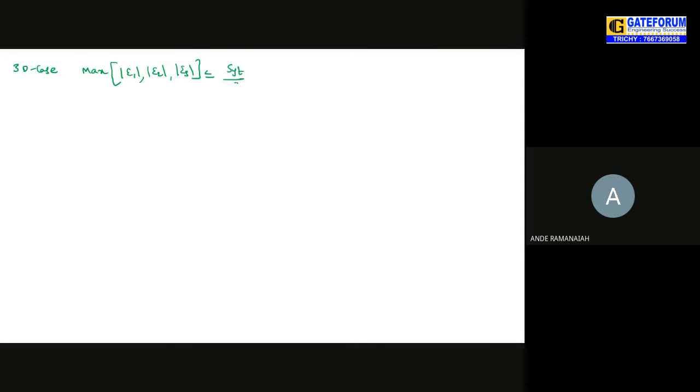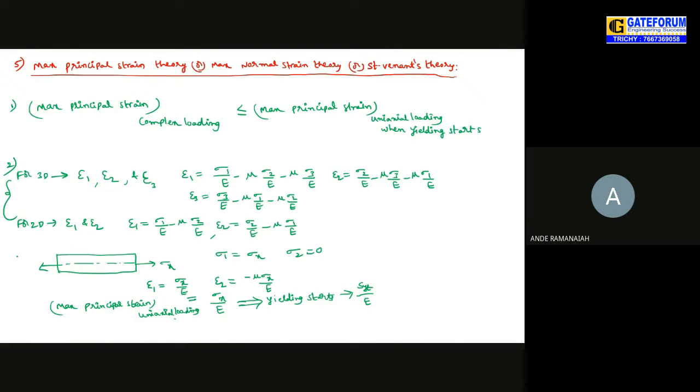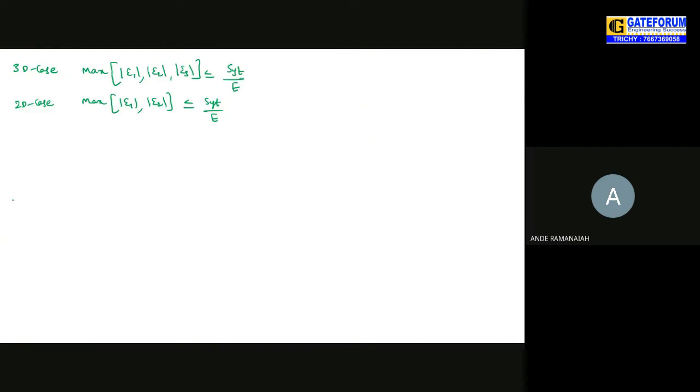Similarly, I will write it for the two-dimensional case. The maximum of mod epsilon 1, mod epsilon 2 should be less than or equal to SYT by capital E. So this is the two-dimensional case. These are the two governing equations according to the maximum principal strain theory, or maximum normal strain theory, or Saint Venant's theory.